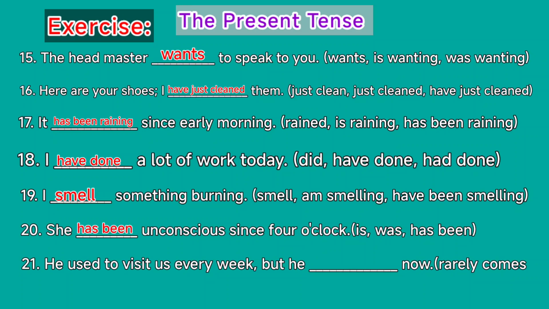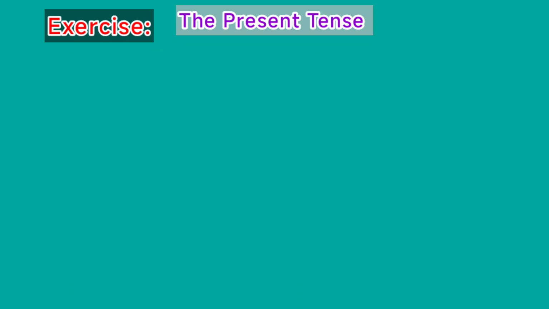Next, he used to visit us every week, but he dash now. Used to is for past habits. It means in the past we had that as a habit, right? So here past habit happened, but now we have to say that as the present habit. So we have to use rarely comes. Rarely comes is the present simple. So we have to use rarely comes now.